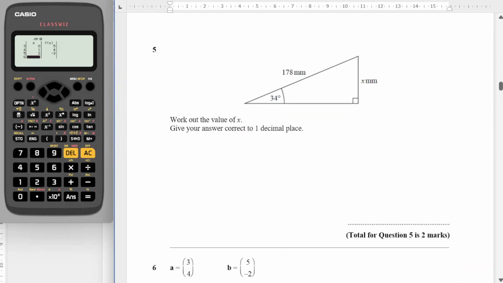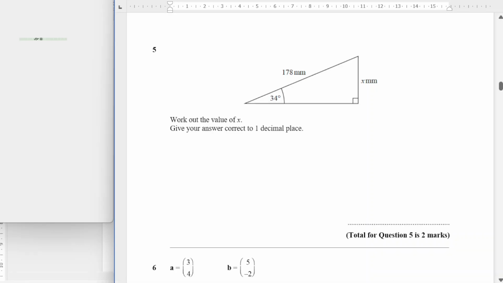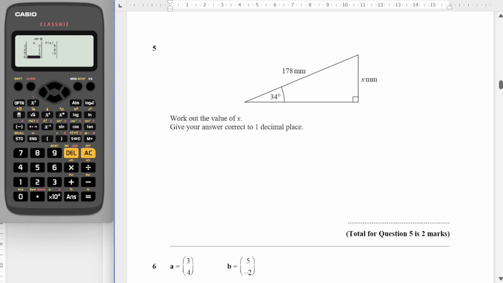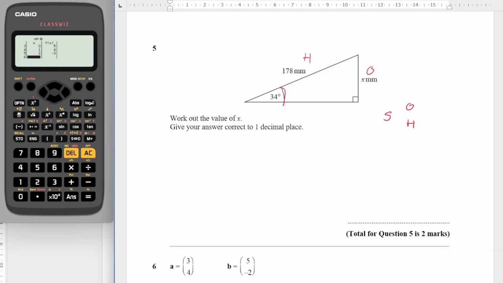Okay, question 5. Work out the value of x, giving your answer correct to 1 decimal place. So we've got a question involving a right angle triangle, and we're given 2 of the sides and an angle. So that automatically tells me I'm using trig. My method for trig is fairly standard. I label the 2 sides that I'm working with. So if this is the angle, that means that this is the opposite and this is the hypotenuse, which tells me I'm using the sine ratio. So SOH. To rearrange that to find O, O would be equal to S times H.